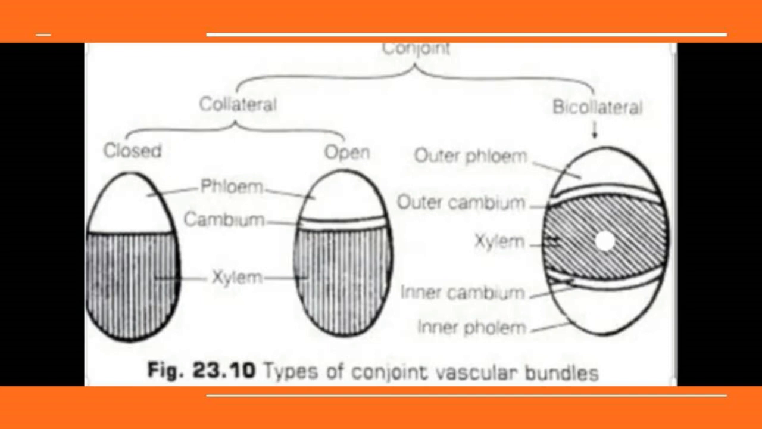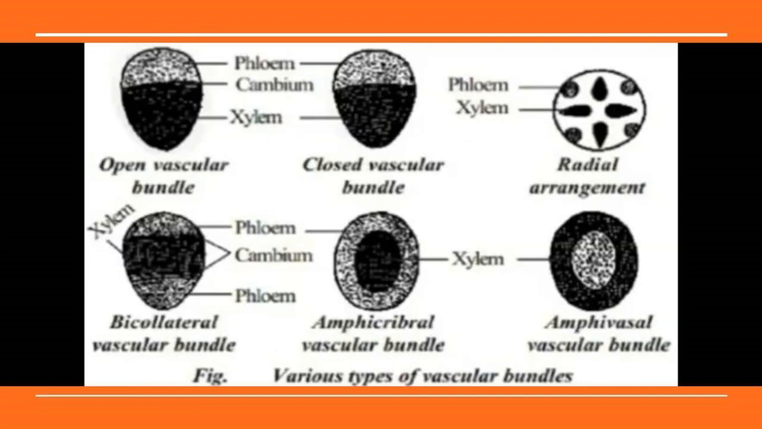Bicollateral. In this type of bundle, phloem is present on both the outer and the inner side of xylem. Now we are going to see the third type of vascular bundle, that is the concentric vascular bundle, in which xylem completely surrounds phloem or phloem completely surrounds xylem. It is called a concentric vascular bundle.